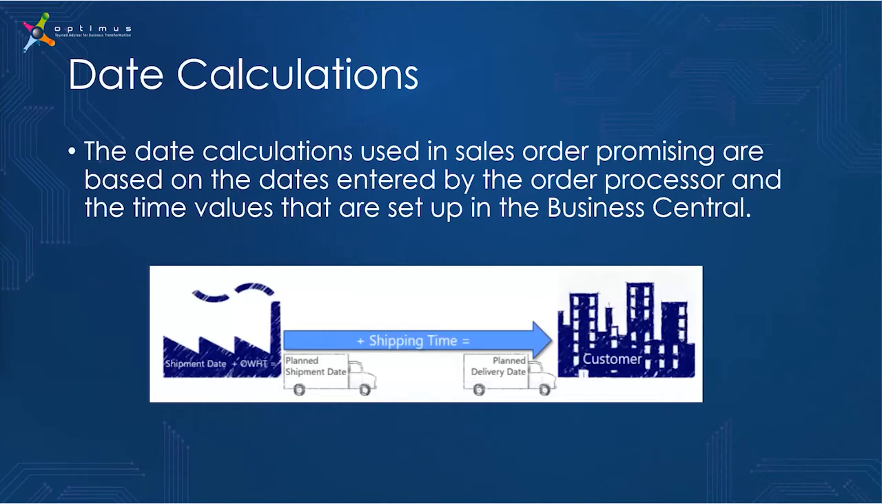These are going to be the date calculations. In a sales order promise function, the order processor will see the time values needed, but he needs to understand what the system does inside. Now, let's say that we have two warehouses, the origin and the destination. The standard Business Central will be working on the first initial shipment date when you are creating your sales order.